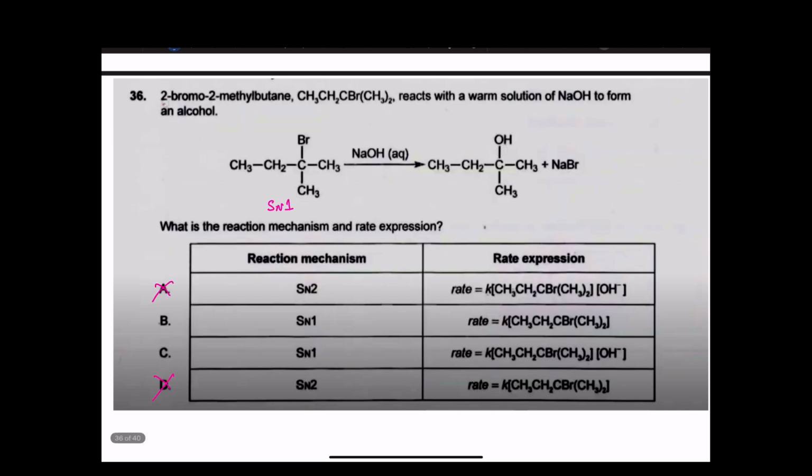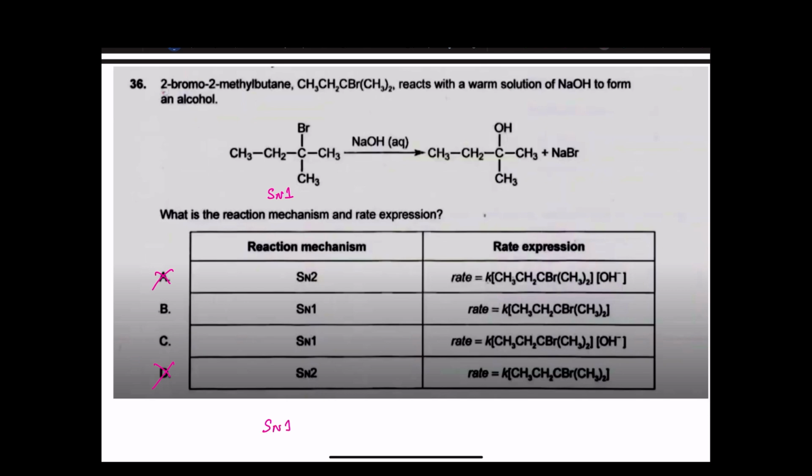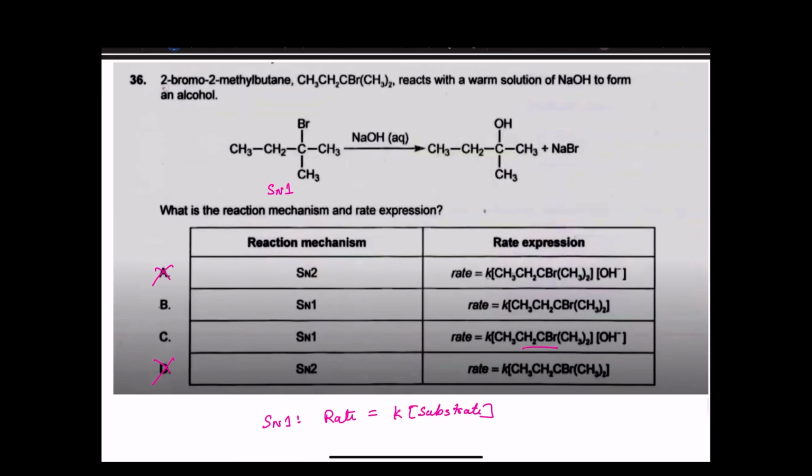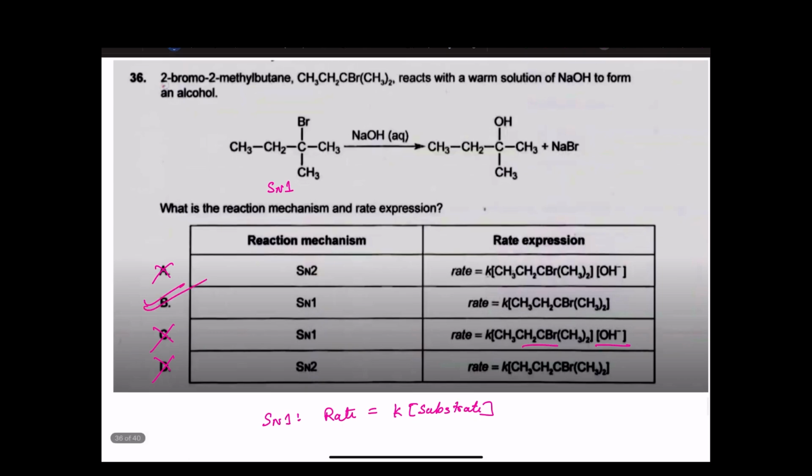Now for SN1, the reaction is first order. For SN1, the rate would be like this. It's k times the substrate concentration. Substrate means the reactant concentration, right? So here for option C, you see that it's a second order rate equation. This cannot be true. So C can be eliminated and B is the right answer. Here you see rate is k times only the substrate concentration. And for 36, B will be our answer.